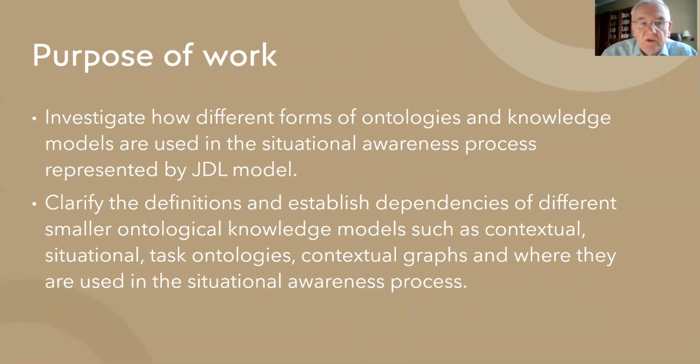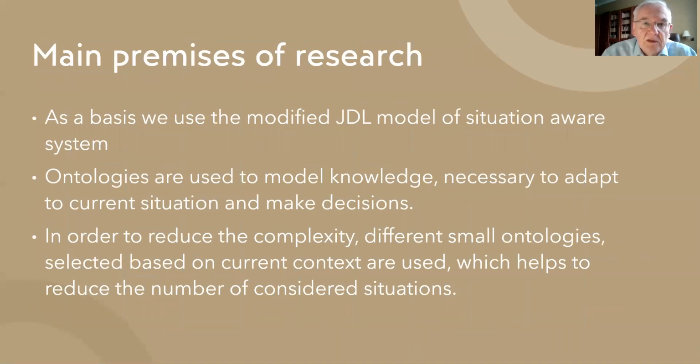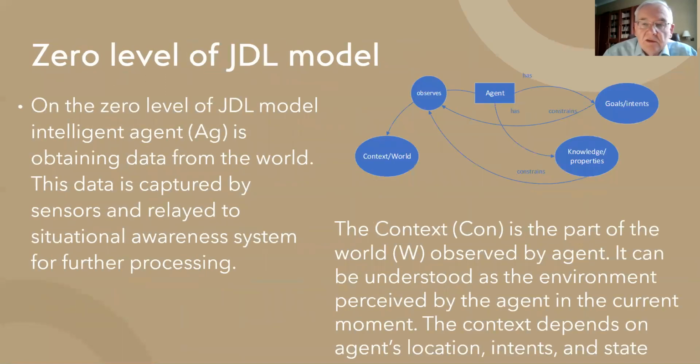So the purpose of our work is to clarify the definition and establish dependencies of different small ontology or knowledge models such as contextual, situational, task ontologies, and contextual graphs in the process of acquiring situational awareness, and specify how they relate one to another, how they fit into this process. The main premise of our research is that we use the modified JDL model of situation awareness systems. We also use an ontological approach in order to build conceptual models of situations, and we use several kinds of small ontology types.